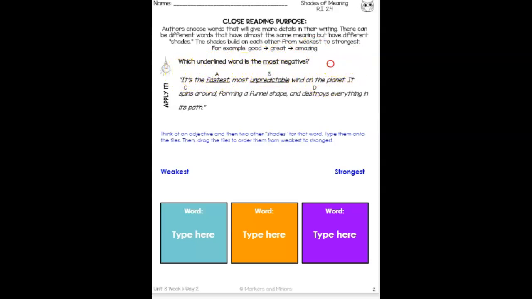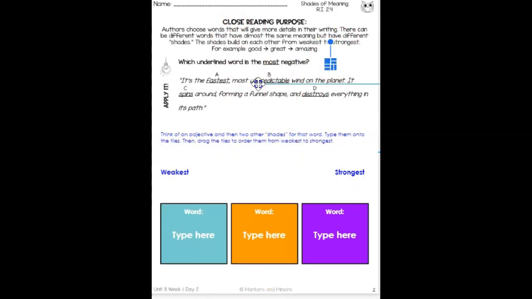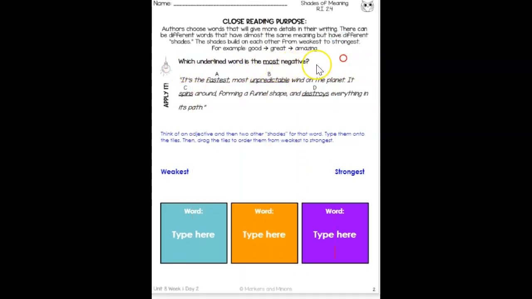Now, usually our exit slip is at the bottom, but today it's at the top. So you're going to do the bottom first, and then you'll go back, use the circle as we always do. You're going to select A, B, C, or D: which underlined word is the most negative? Okay, so think of an adjective and then 2 other shades for a word, type them onto the tiles, then drag the tiles in order from weakest to strongest.